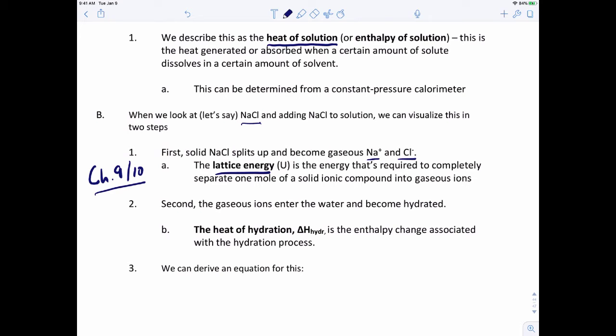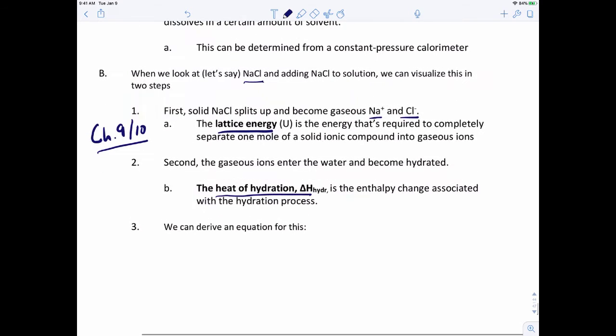Once we break up the compound into ions, we can actually hydrate that. Remember that the ions go into the solution, and the water molecules around them rearrange themselves based on the positive and negative charges of the water. We measure that as the heat of hydration. This is the enthalpy change associated with the hydration process, the water molecules arranging themselves around the ions.